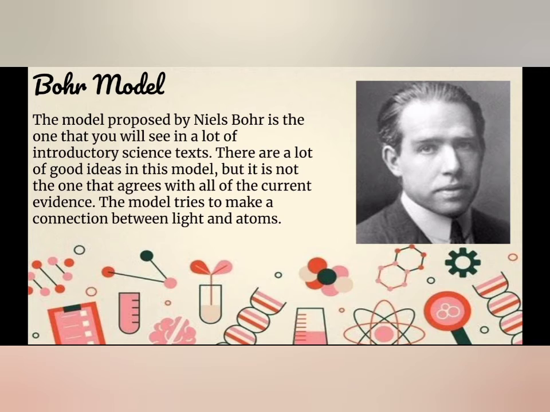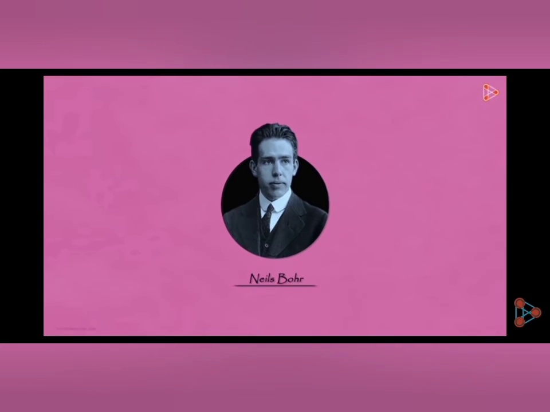The model proposed by Niels Bohr is the one that you will see in a lot of introductory science texts. There are a lot of good ideas in this model, but it is not the one that agrees with all of the current evidence. The model tries to make a connection between light and atoms. Next in our list is Niels Bohr. He made a few additional explanations to describe the atomic structure.